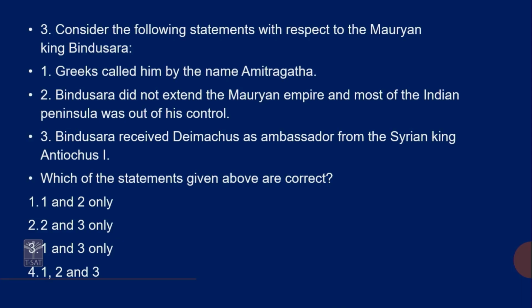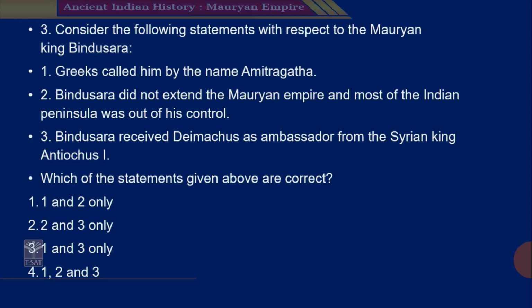Next question. Consider the following statements with respect to the Mauryan king Bindusara. 1. Greeks called him by the name Amitraghata. 2. Bindusara did not extend the Mauryan empire and most of the Indian peninsula was out of his control. 3. Bindusara received Daimachus as the ambassador of the Syrian king Antiochus I. Which of the following statements is or are correct?